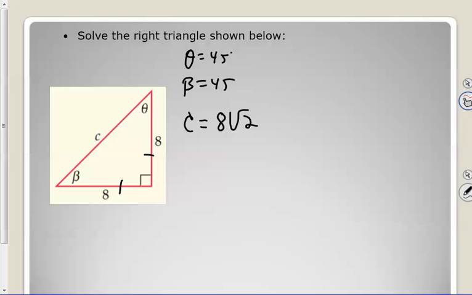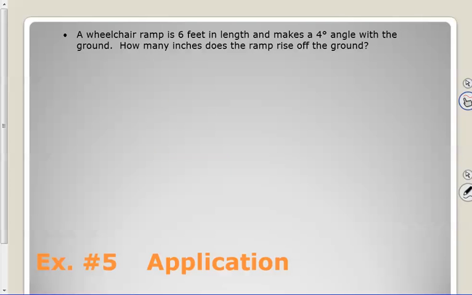You got this stuff. This seems pretty easy. Let's move on to more advanced technique. A wheelchair ramp is 6 feet in length that makes a 4-degree angle with the ground. How many inches does the ramp rise off the ground?